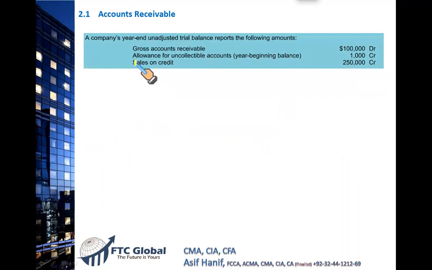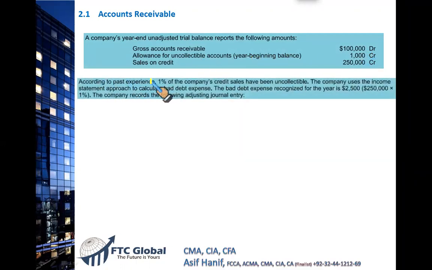Look at this. A company's year-end unadjusted trial balance reports the following amounts. We have gross accounts receivables. We have allowance for uncollectible accounts. Already balance is there. And we have sales on credit $250,000. Okay. What it says, according to the past experience, 1% of your credit sales have been uncollectible. That's what you're going to use. The company uses the income statement approach to calculate bad debt expense. Bad debt expense recognized for the year is $2,500.